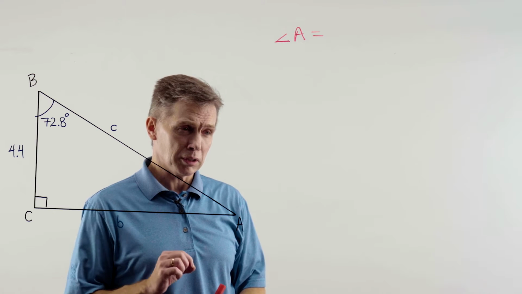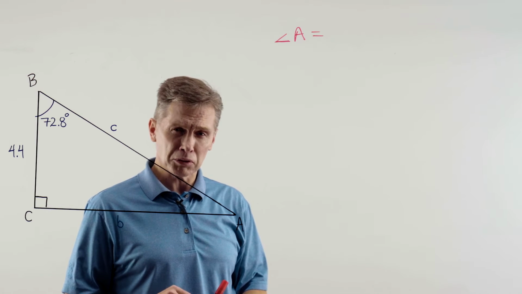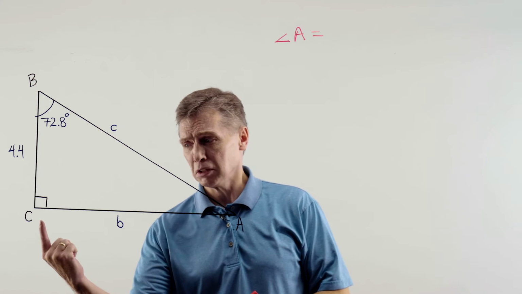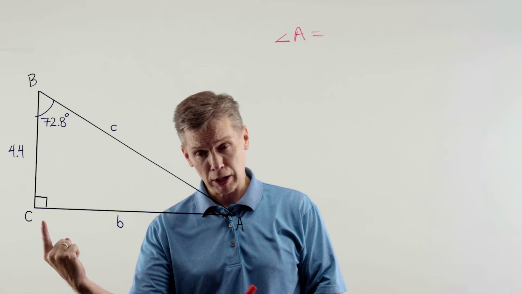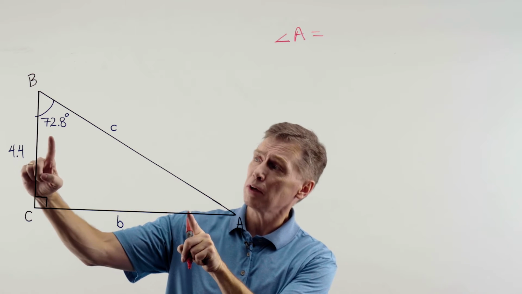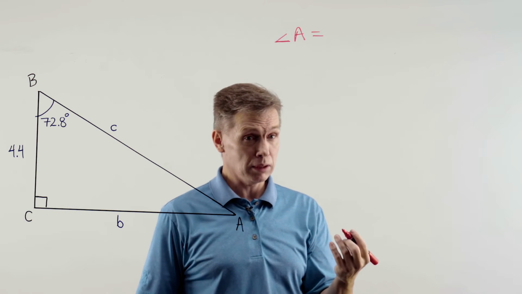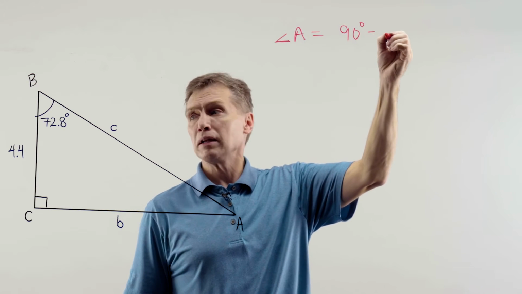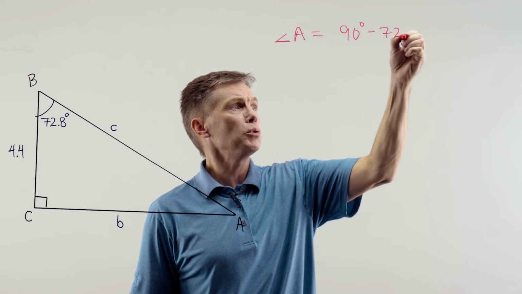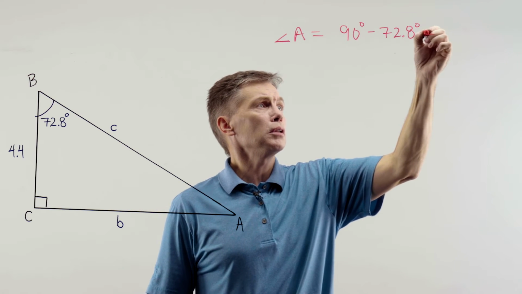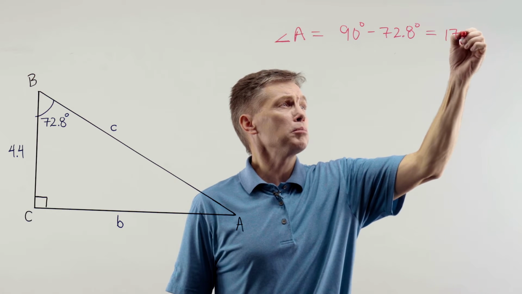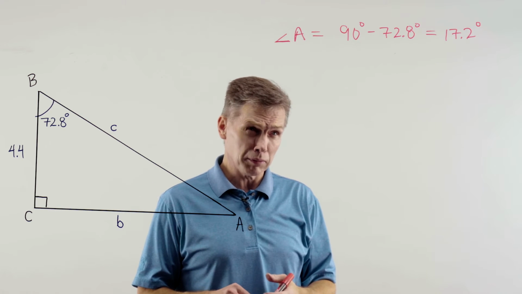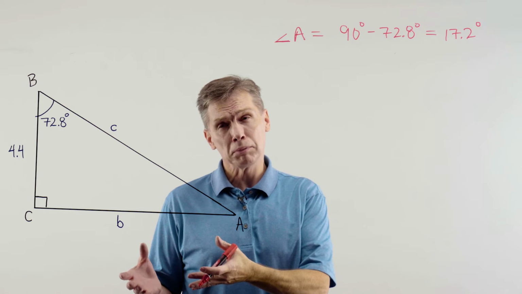Just fall back on your solid information that the sum of the angles of a triangle always adds up to 180 degrees, right? In fact, I'll even use the fact that this is a right triangle, so I know the two acute angles have to add up to 90. In other words, my angle A is going to equal 90 degrees minus that 72.8 degrees. And that will be 17.2 degrees.